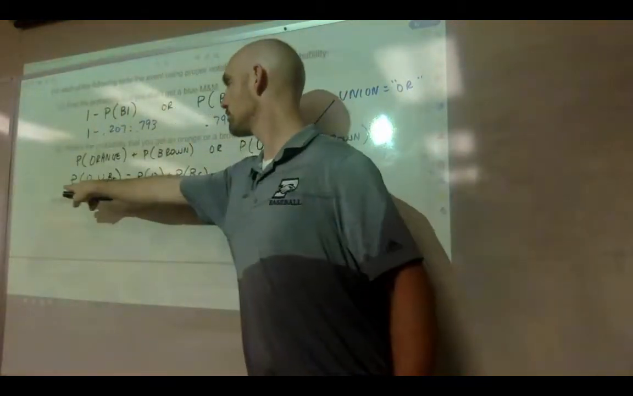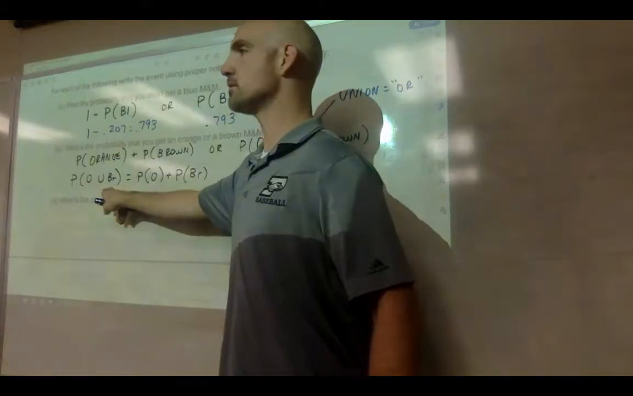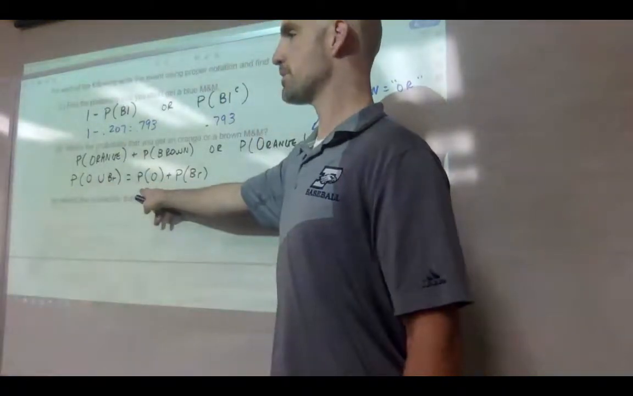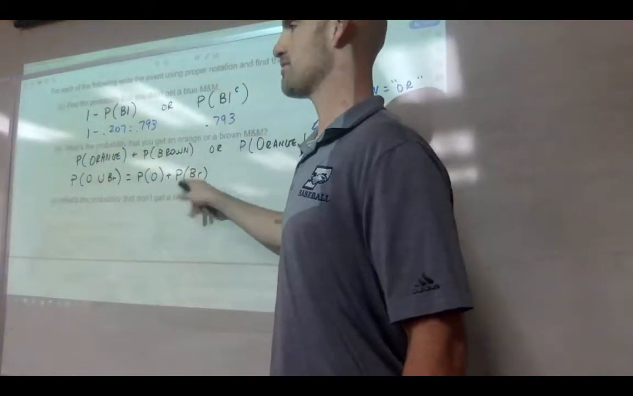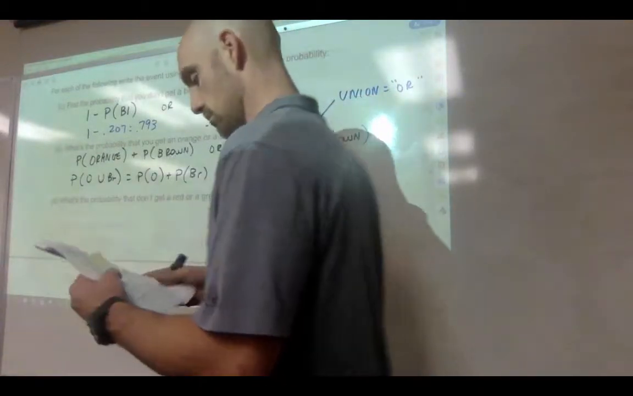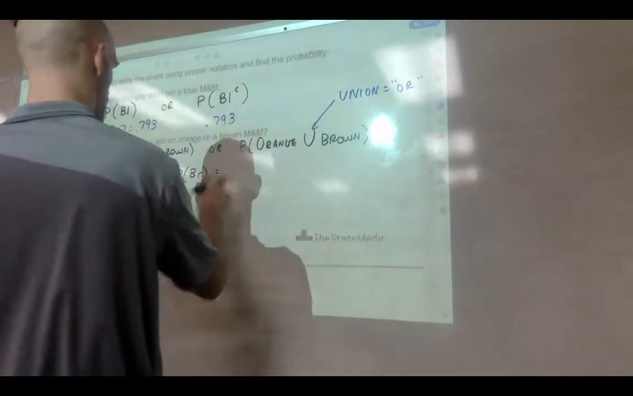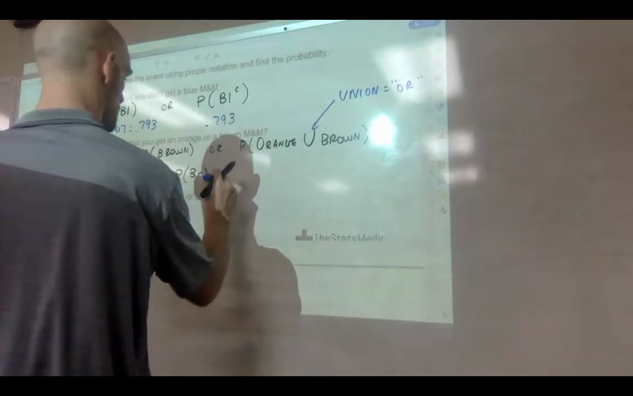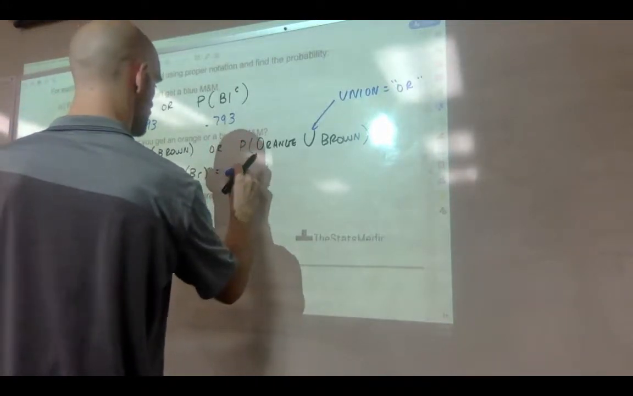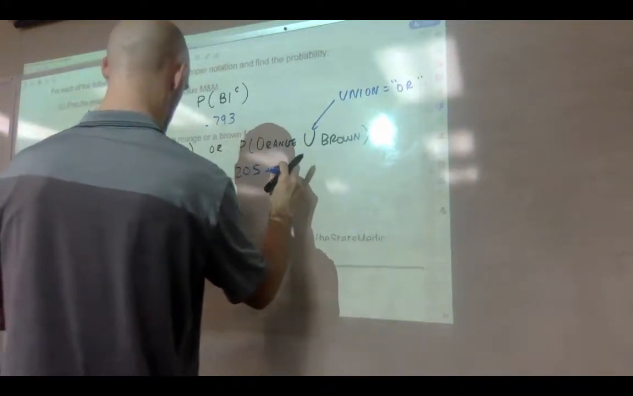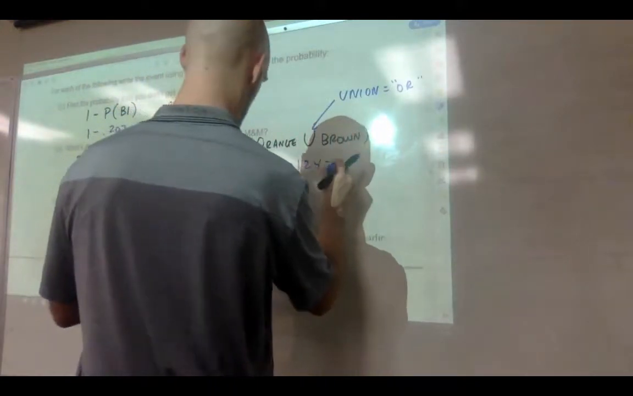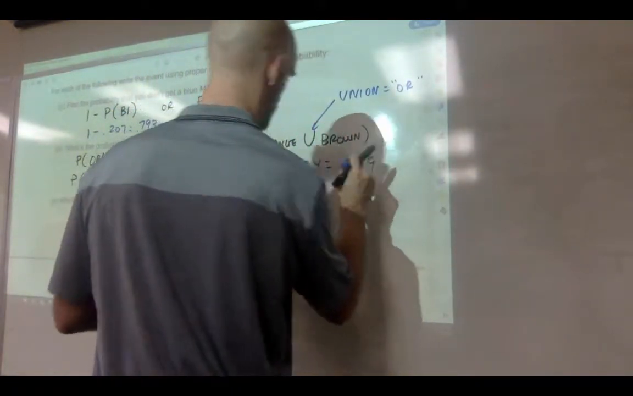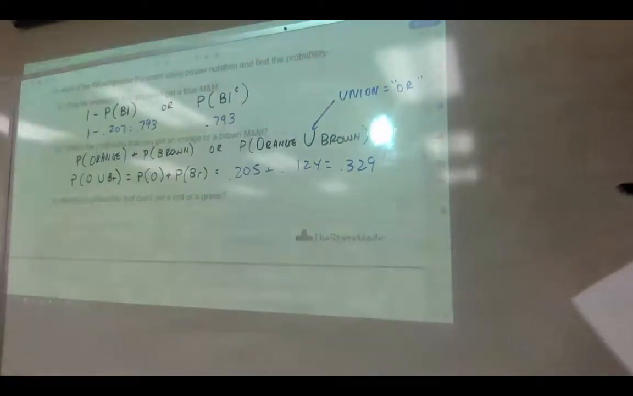P of orange union brown equals P of orange, so probability of orange plus probability of brown is equal to, and you should write this out, 0.205 plus 0.124 equals 0.329. Write out the pieces.